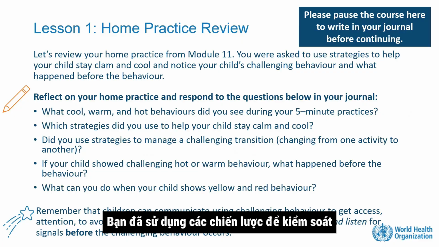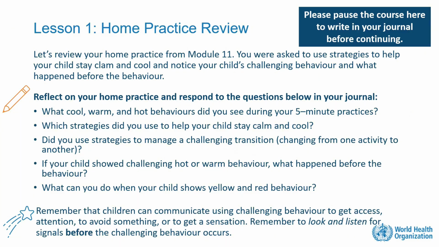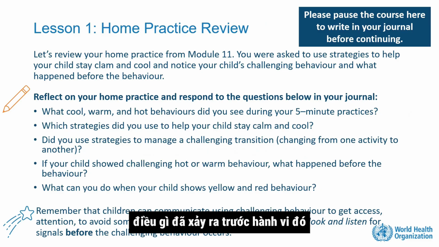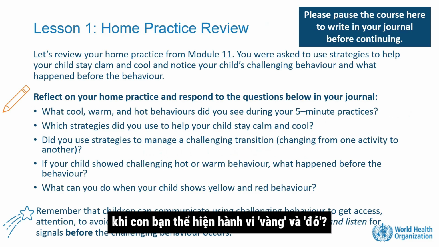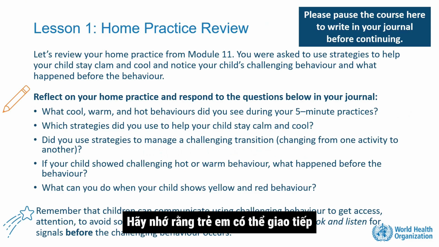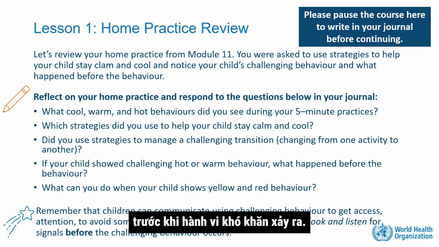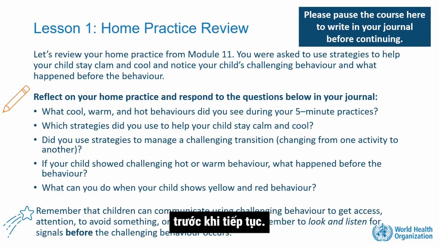Did you use strategies to manage a challenging transition, changing from one activity to another? If your child showed challenging hot or warm behavior, what happened before the behavior? And what can you do when your child shows yellow and red behavior? Remember that children can communicate using challenging behavior to get access, attention, to avoid something, or to get a sensation. Remember to look and listen for signals before the challenging behavior occurs. Please pause the course here to write in your journal before continuing.